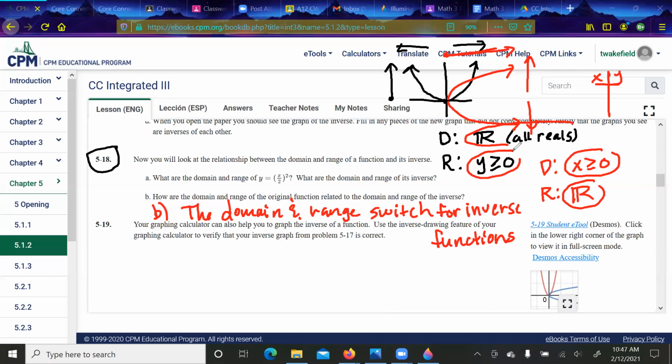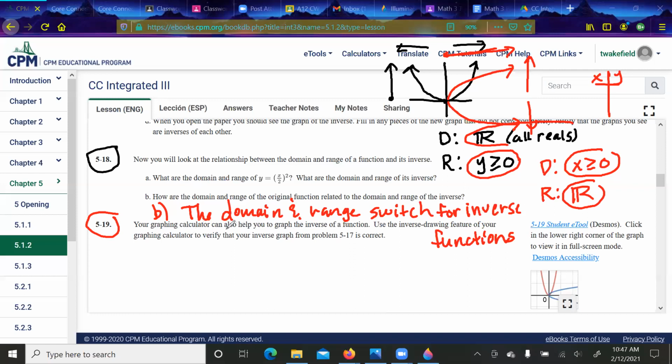So that's an easy way to come up with your domain and range. You are going to be asked this on the next test too. Okay, number 19. Your graphing calculator can also help you. And it says to skip 19, but you can do this on a graphing calculator, guys. I know some of you have graphing calculators and we haven't been using them a lot.